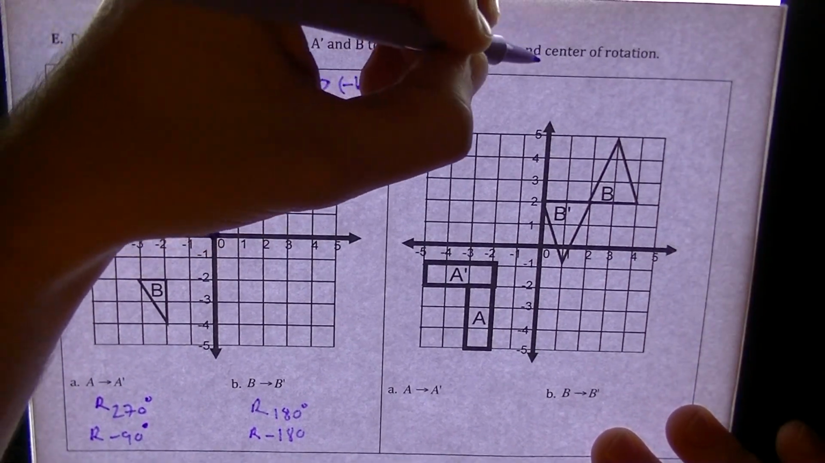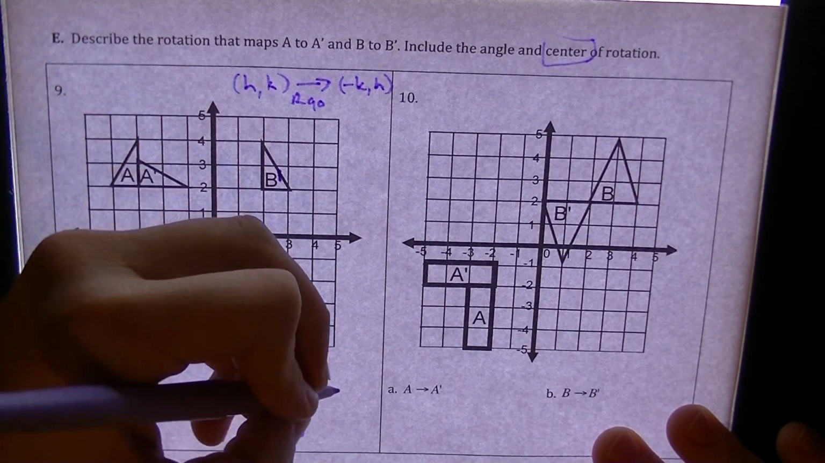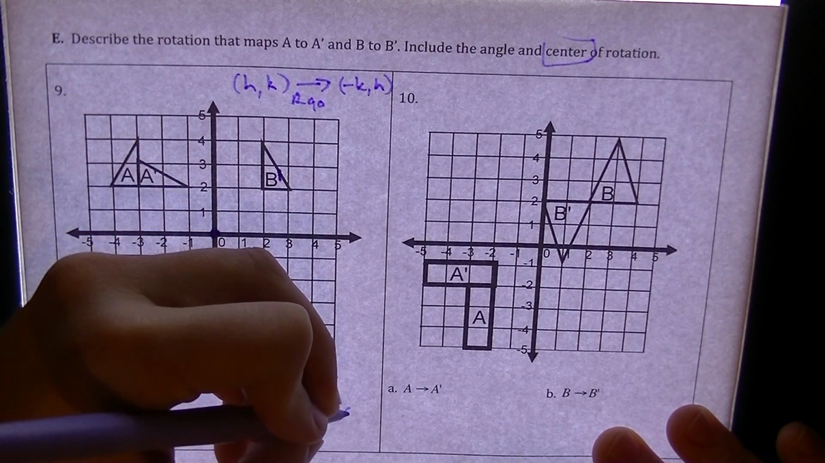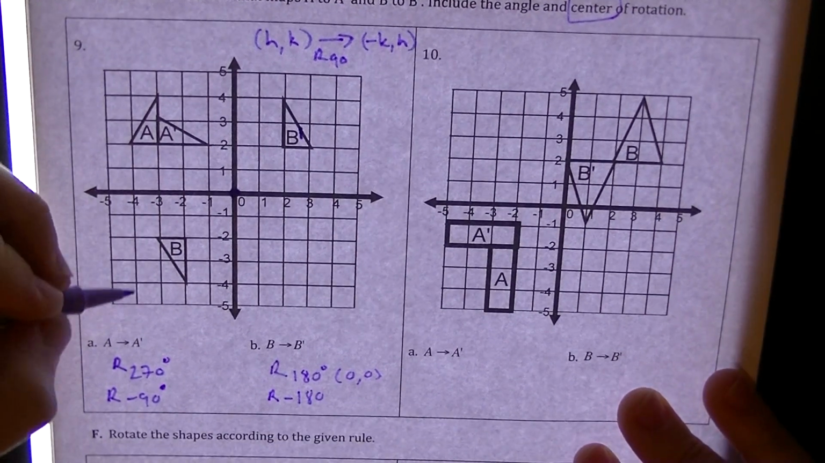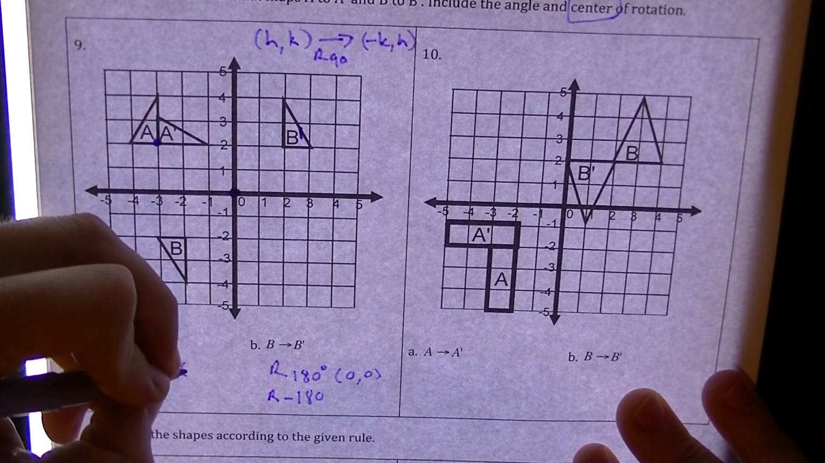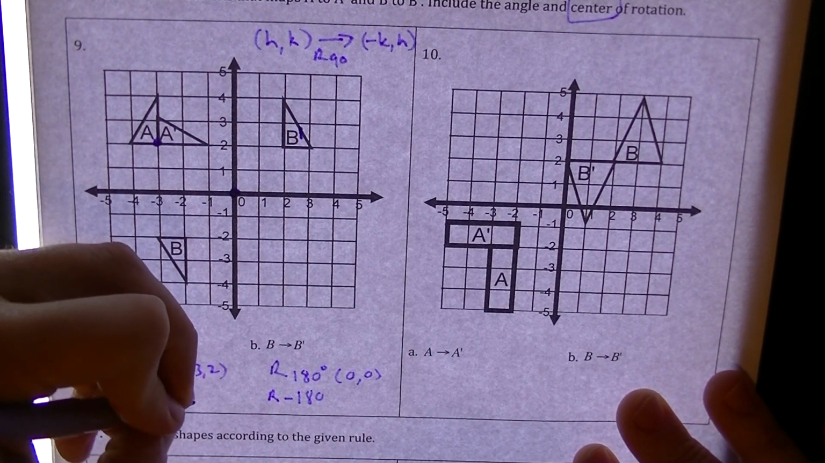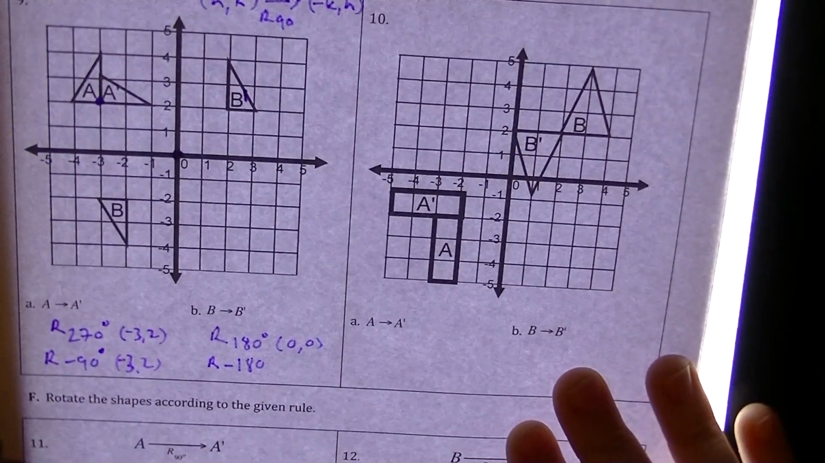This also wants me to include the center of rotation. Well, I rotated around what looks like the point 0, 0 on B. For here, it looks like my center of rotation was the point -3, 2. And again, -3, 2 over here. All right, let's move on to the next one.